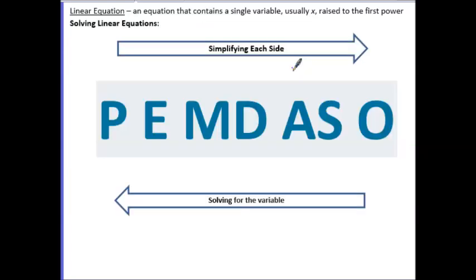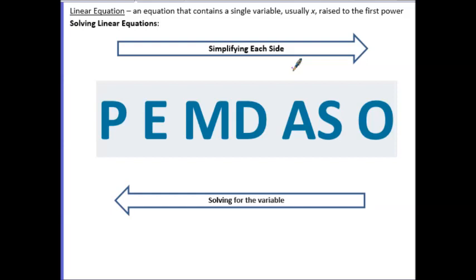So a linear equation is an equation that contains a single variable, usually x, raised only to the first power. So for 7th and 8th grade, we're going to focus on linear equations. And then in algebra, you're going to combine your knowledge of linear equations and then start to look at other types of equations such as quadratics, exponential equations, and step functions.